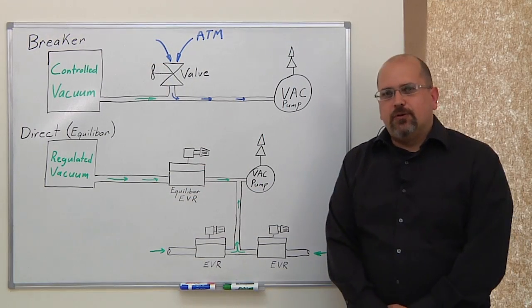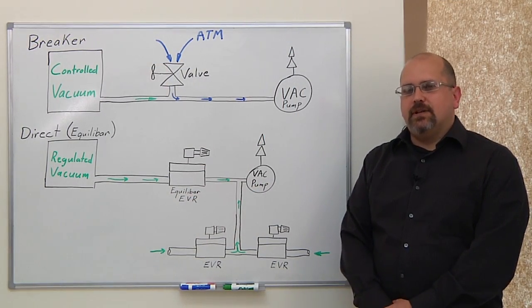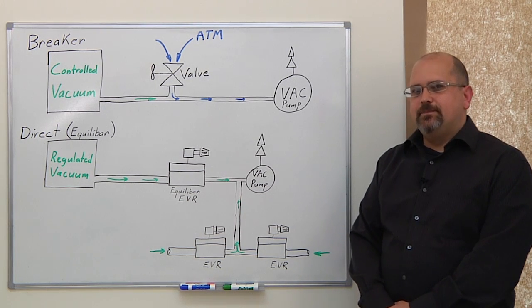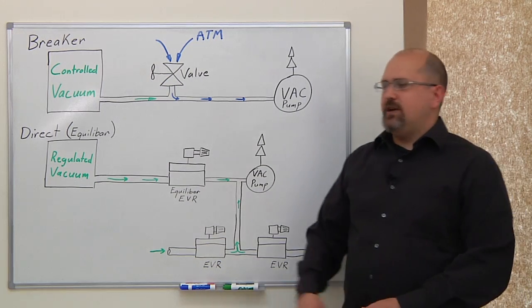Today we're talking about controlling vacuum pressure in industrial applications. There are two methods to control vacuum in an industrial application. One method is called the vacuum breaker.